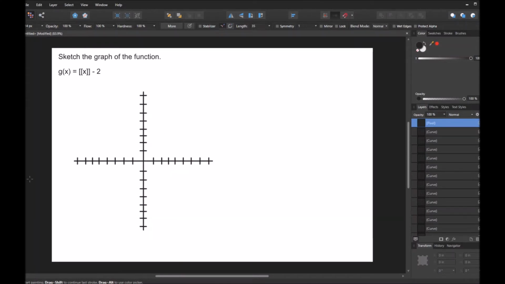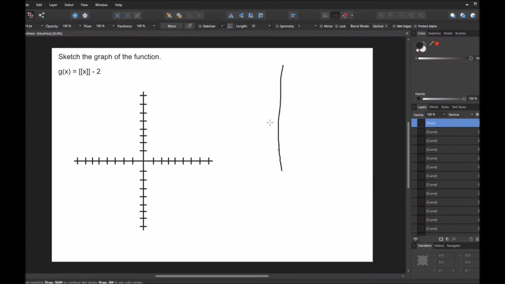Alright, so in this next question we are once again asked to sketch the graph of the function, and this time our function is g of x equals the greatest integer less than or equal to x, minus 2. So the first thing I'm going to do is plot some whole integer points as if we were plotting a normal graph.